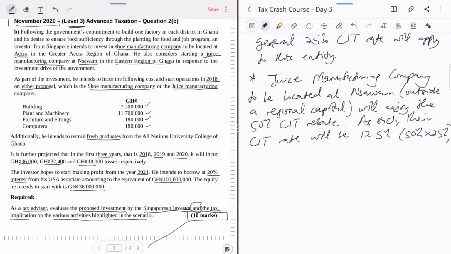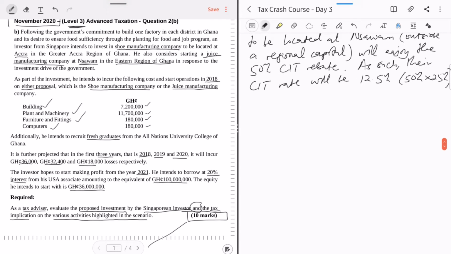Next paragraph is saying, as part of the investment, he intends to incur the following cost and start operations in 2018 on either the shoe manufacturing company or the juice manufacturing company. And when I see building, I see plant and machinery, I see furniture and fittings, I see computers, what comes to mind? Capital allowance, right? So the next thing we need to talk about is what? Capital allowance, right? Capital allowance.